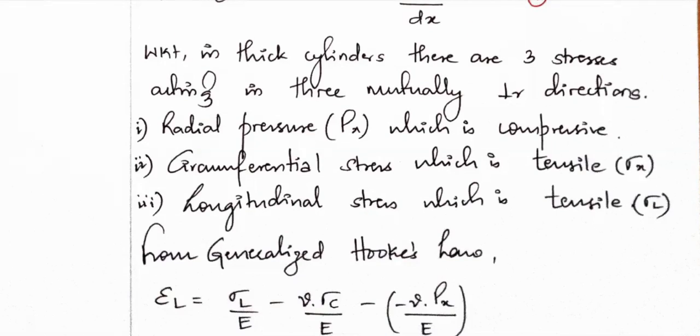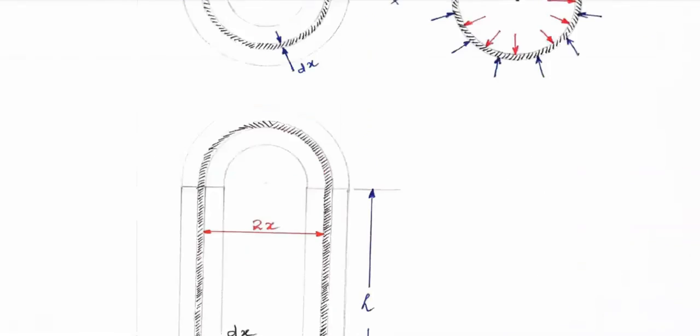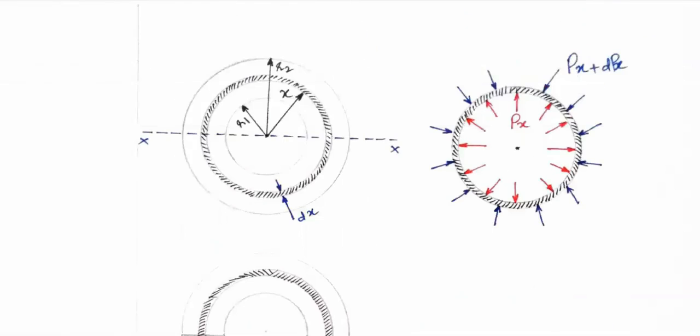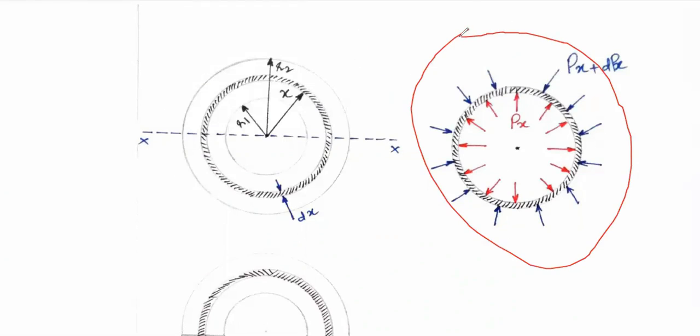First one is the radial pressure, which is compressive in nature. I have already shown you, you can just check out this figure. This figure directly indicates that radial pressures are compressive in nature. The outer forces are acting towards the center, inner forces are acting away from the center. When two forces are acting towards each other, you can call them compressive in nature.